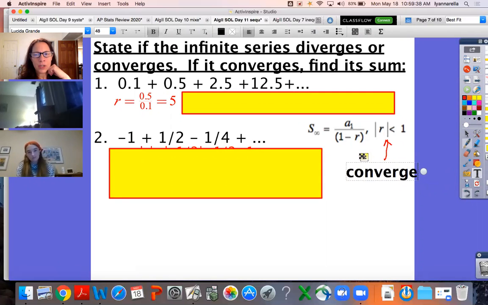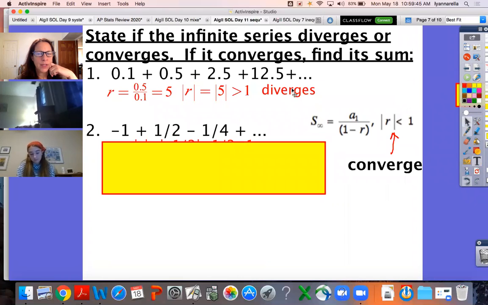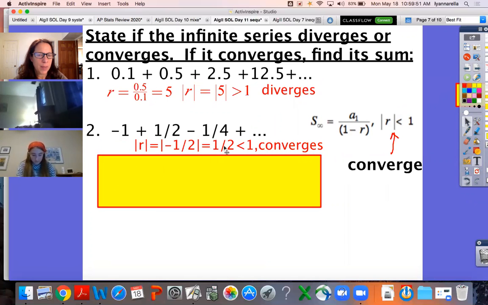Otherwise, it diverges, and since the absolute value of r is greater than 1, this one diverges. So I can't find the sum. If it diverges, there is no sum. Now, 1/2 divided by negative 1 is negative 1/2, and you take the absolute value, you get a positive 1/2, which is less than 1, so this series converges.